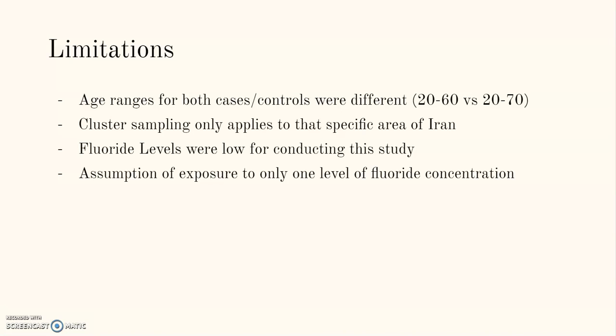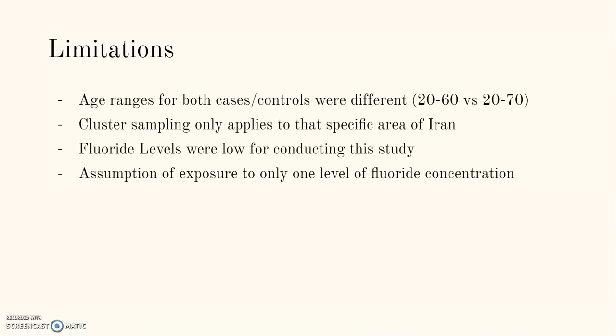The next limitation is the 2 fluorine level ranges used in the study. So the levels of 0 to 0.29 and 0.3 to 0.5. These values are usually known to be low when compared to the limit set by the World Health Organization. This limit is 1.5 as the concentration. So another area in Iran could have been selected that possibly had values that exceeded the threshold for more significant results in the end.